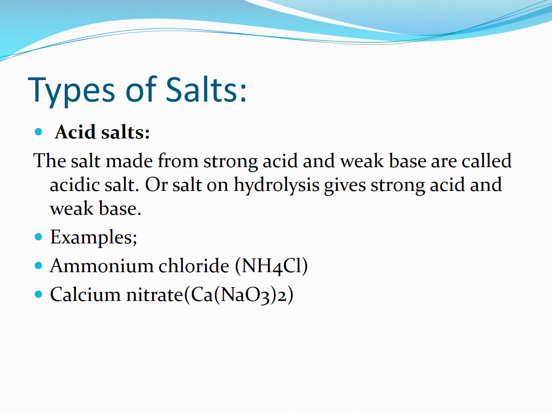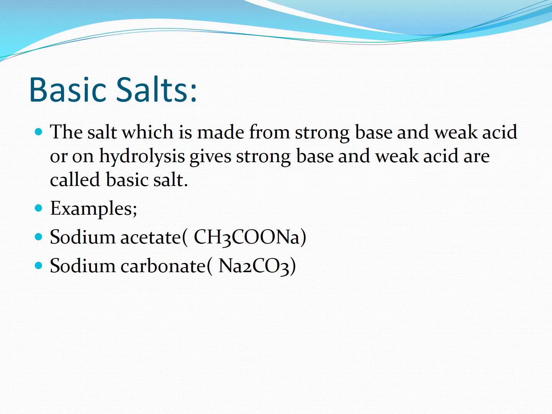Now the types of salts. Number one is acidic salts. The salts made from a strong acid and a weak base are called acidic salts, or salts that on hydrolysis give a strong acid and a weak base. Examples are ammonium chloride and calcium nitrate. Now the second one is basic salts. The salts which are made from a strong base and a weak acid, or on hydrolysis give a strong base and a weak acid, are called basic salts. Examples are sodium acetate and sodium carbonate.